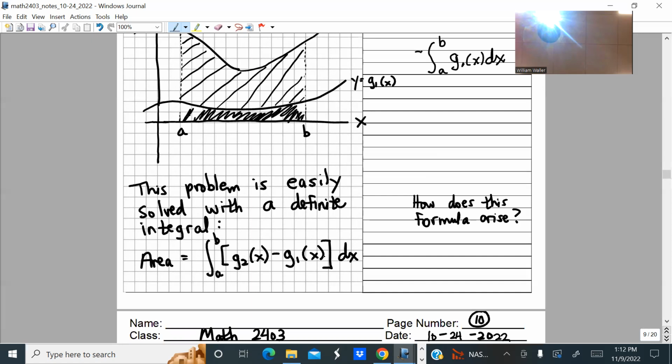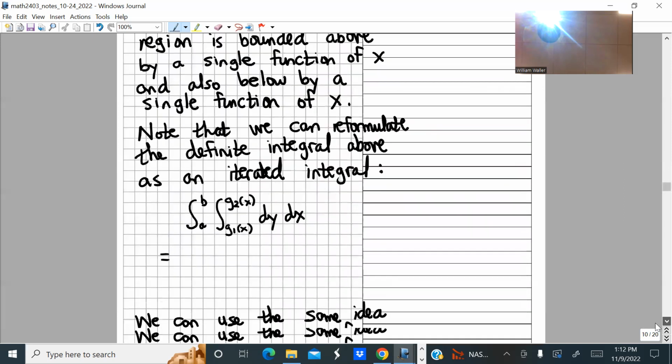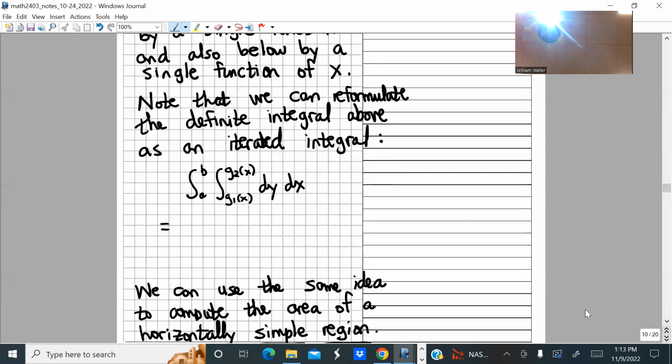However, this and this iterated. So this is an iterated integral. Can y'all see how to write that as an iterated integral? It's going to look like this. So that definite integral that gives you the area between those two curves is the same as this double iterated integral.